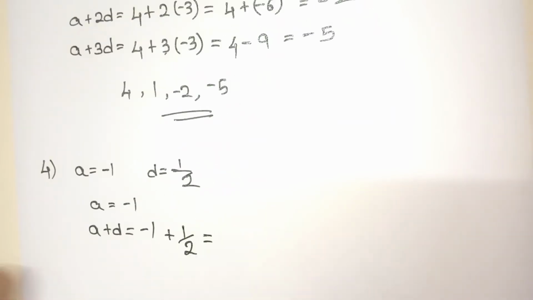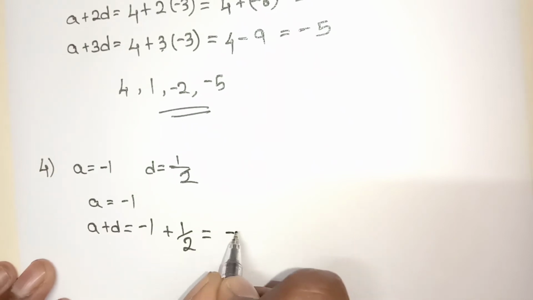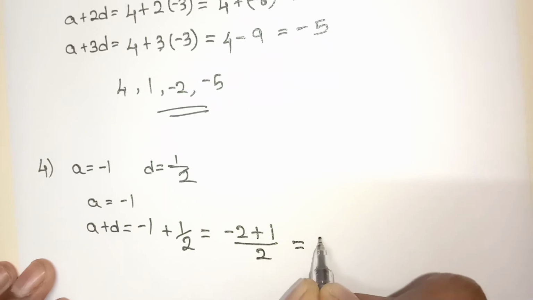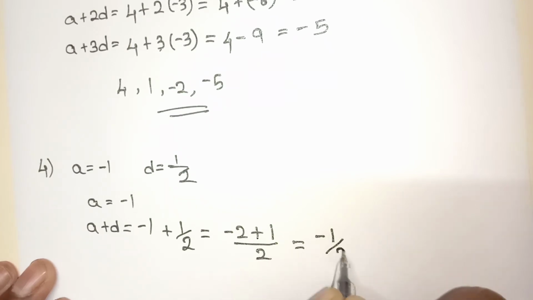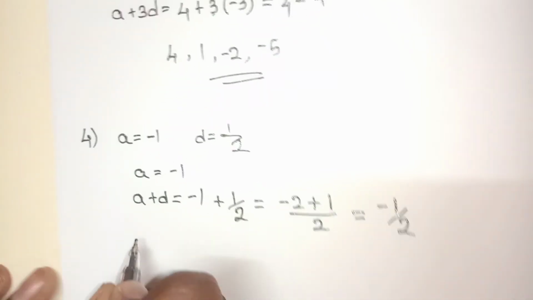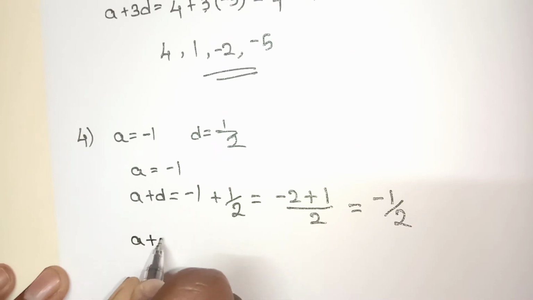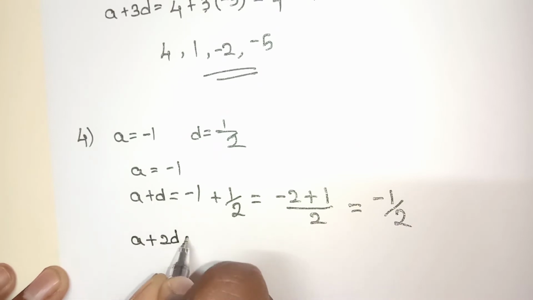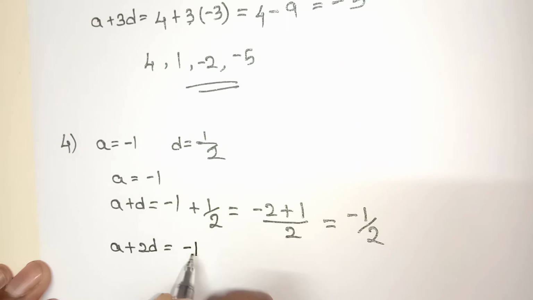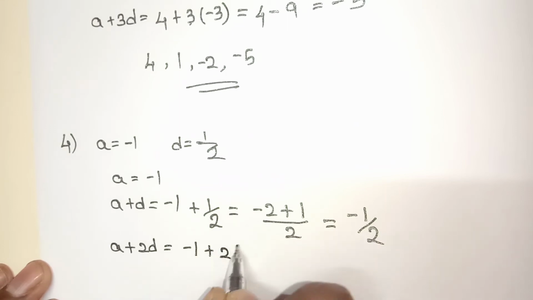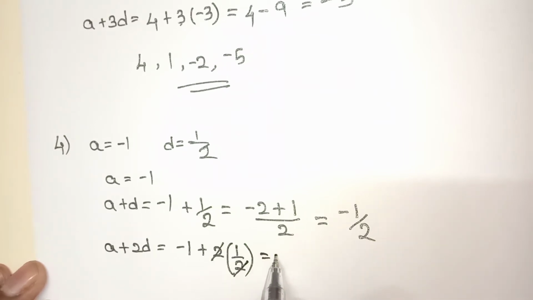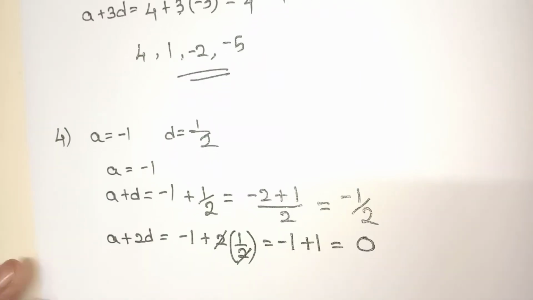Okay, minus 1 plus 1 half. Let me take the LCM, that is minus 2 plus 1 whole divided by 2, and it gives minus 1 by 2. Okay, let's find the next term, a plus 2d. That is, a is given minus 1 plus 2 times the difference, that is going to be half. Here this 2 and over here it gets cancelled off, and it gives minus 1 plus 1, which gives 0.